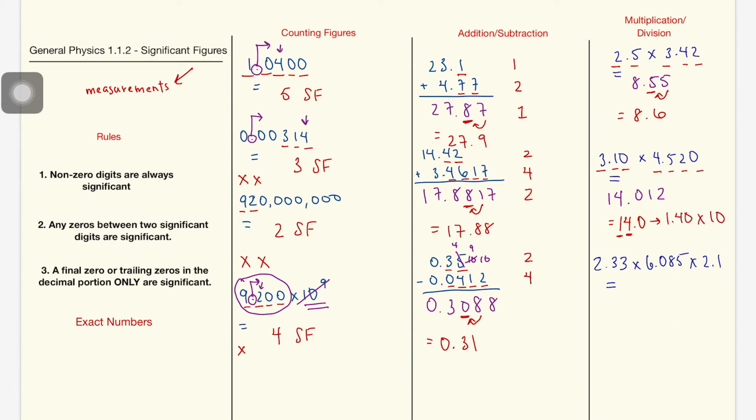In the next problem, we have 3 factors. 2.33 times 6.085 times 2.1. Each have a different number of significant figures, 3, 4, and 2, that when multiplied together give us 29.773905. When rounding to the second significant figure, it gives us 30. However, this leaves us with only 1 significant figure. So the conversion to scientific notation is essential, and this number becomes 3.0 times 10.